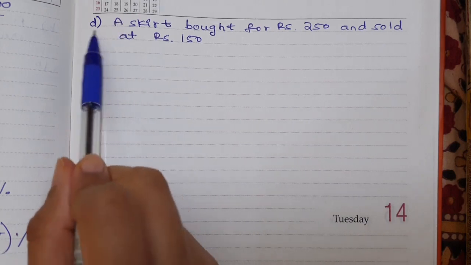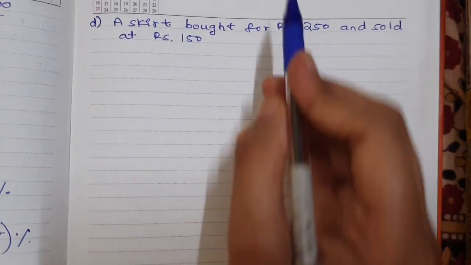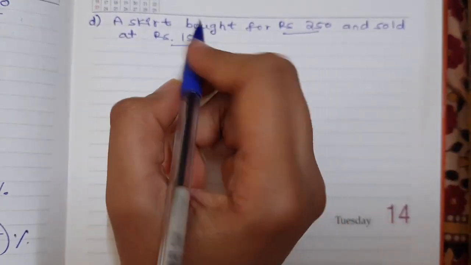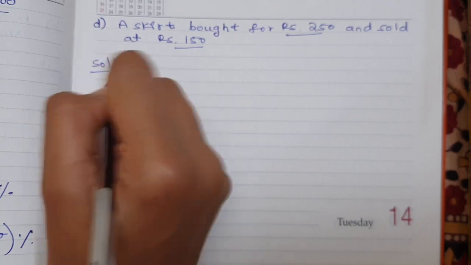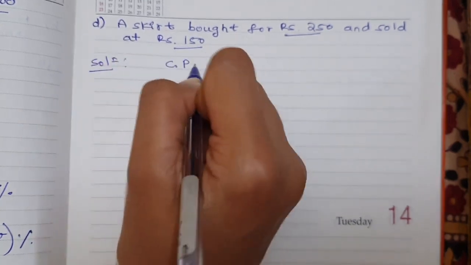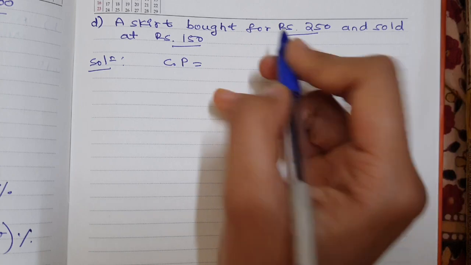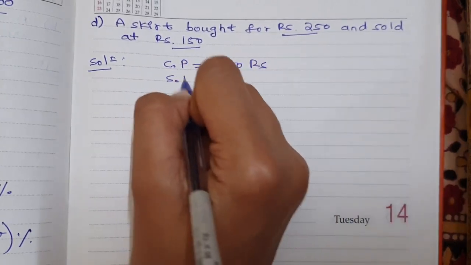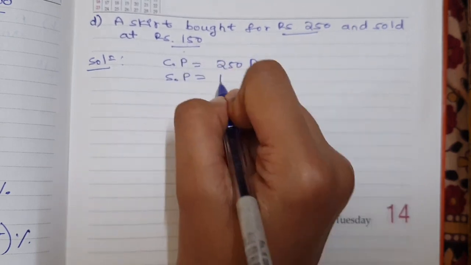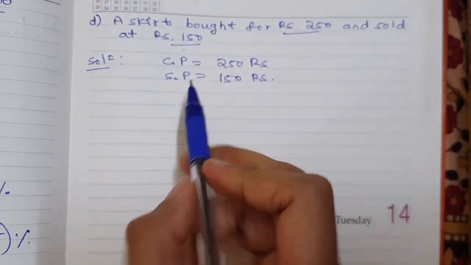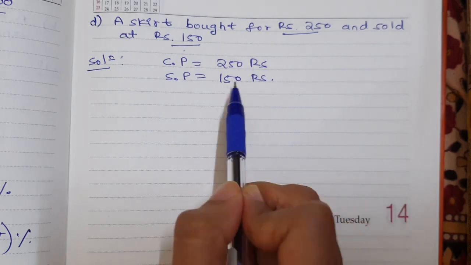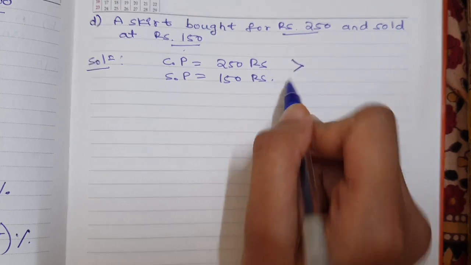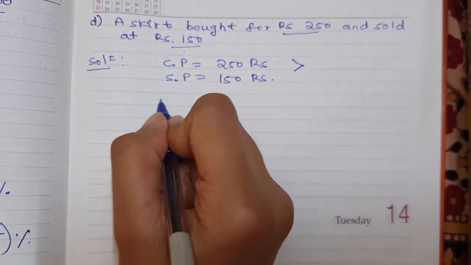Next one is C. A skirt bought for rupees 250 and sold at rupees 150. Now what is the cost price and what is the selling price? The cost price is equal to 250 rupees, since it is bought for rupees 250. The selling price will be 150 rupees. When we observe the cost price and the selling price, in this case the cost price is greater than the selling price.